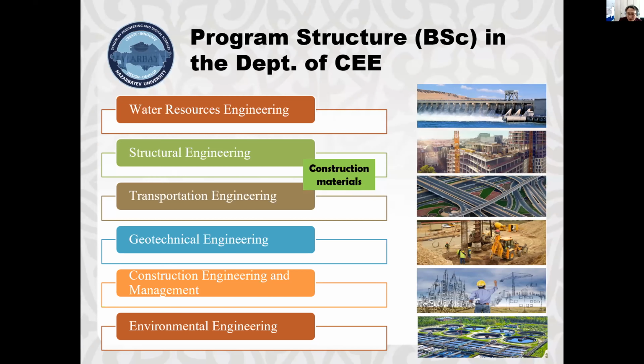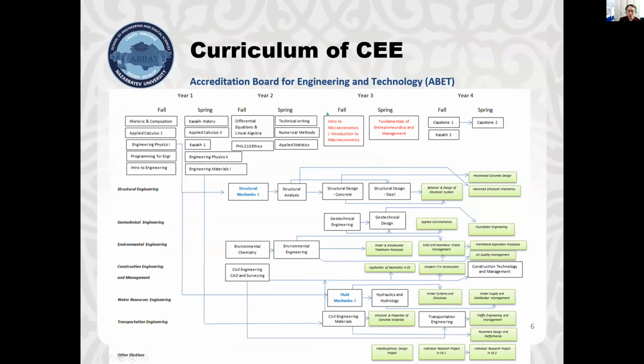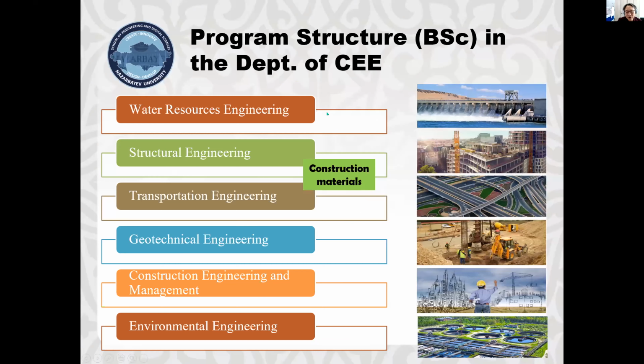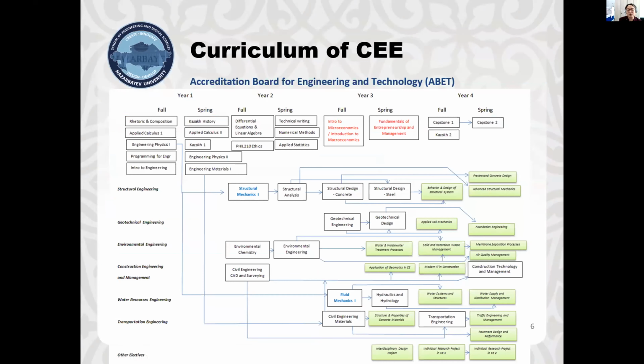Our department provides all these six major programs. So how can you achieve these six main areas? Our department made an accurate, proper study program based on the Federation Board for Engineering and Technology system, in the US system.